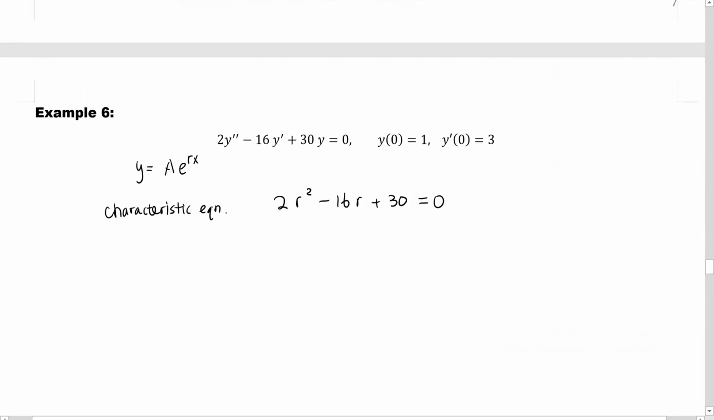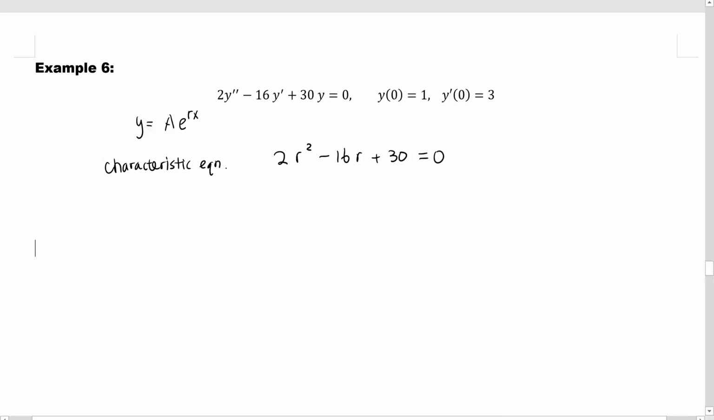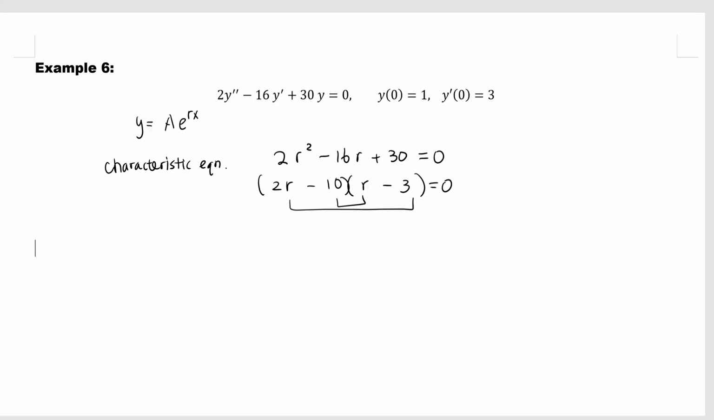Okay, so let's continue. Are we able to factor it? We have 2r and r. For 16, how do I get 16? 2 and 15 doesn't work. 3 and 10, will 3 and 10 work? Okay, so I can put 3 here and 10 here. Then I have minus 10 and minus 6, so we get minus 16r in the middle.